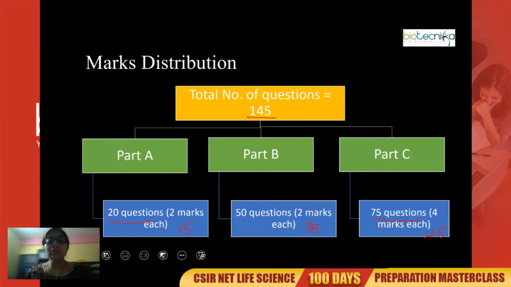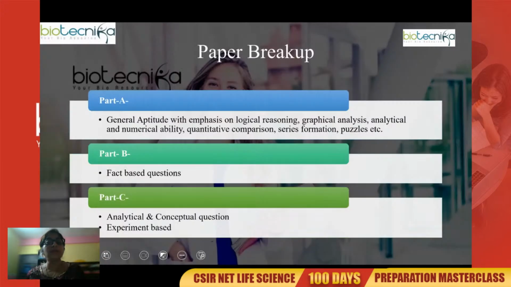Now you have to be very careful when you are attempting the exam that you don't go beyond these numbers. Otherwise you will end up wasting your time, and these extra questions that you might be attempting will not fetch you any marks as well.